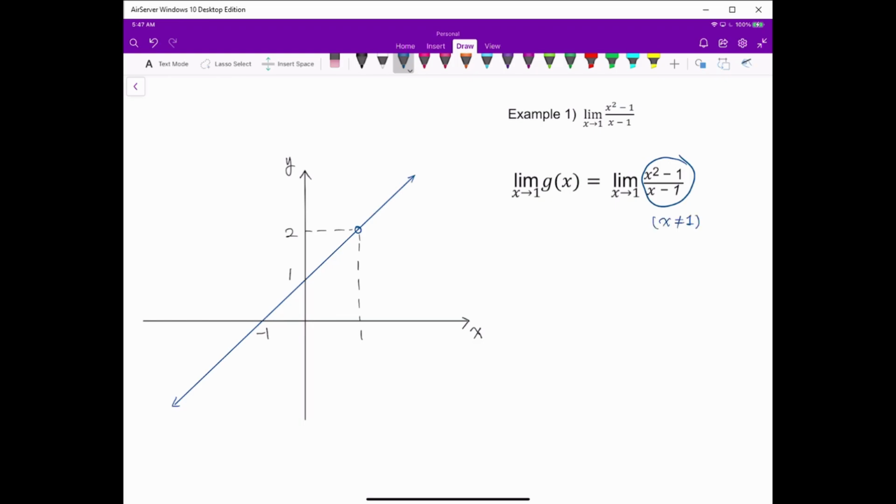Let's simplify the g(x) function with the popular binomial formula. x squared minus 1 over x minus 1, which is the g(x) function, is (x plus 1)(x minus 1) over x minus 1. And you can cancel the x minus 1's here, and it gets simplified to x plus 1. This is the same equation as the f(x) function, except it is not defined at x equals 1.